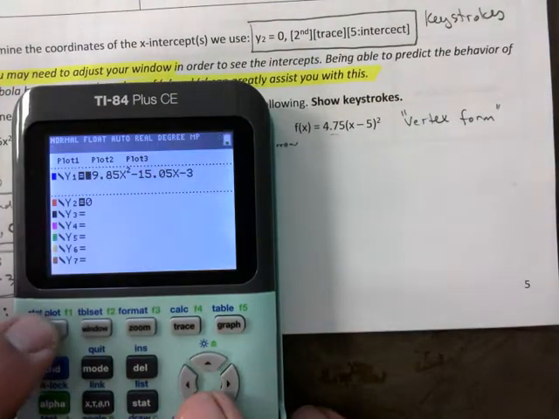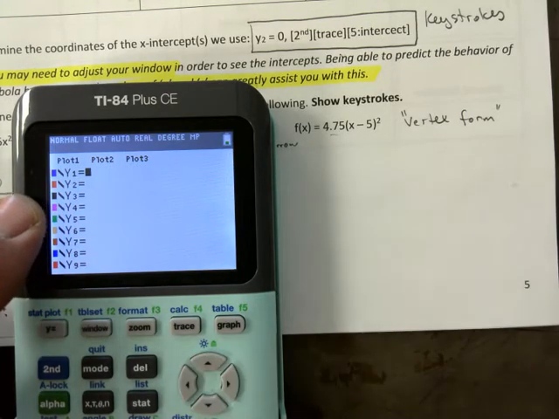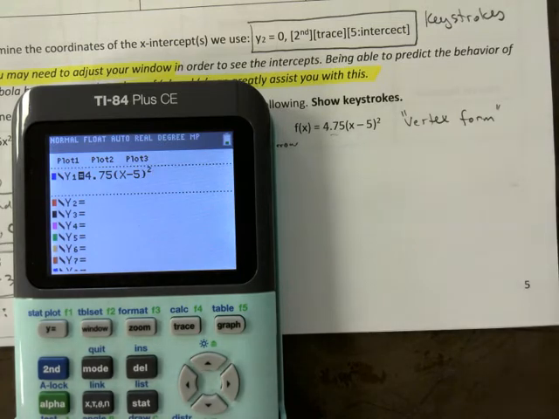So let's type that into our calculator. There you go. Go to Y equals, clear. I'm going to ask you to clear everything for now, even though you're going to find out very quickly that y2 is equal to 0 is going to be a nice one to just keep there. But so you go 4.75, open brackets, x minus 5, close brackets, don't forget to square. So it doesn't matter how ugly that equation is, you type it in.